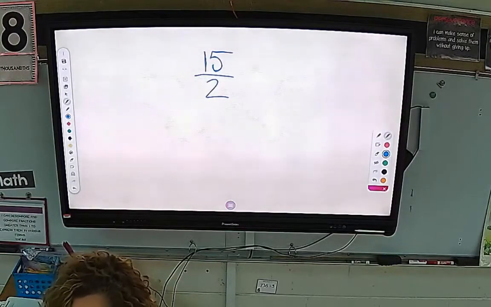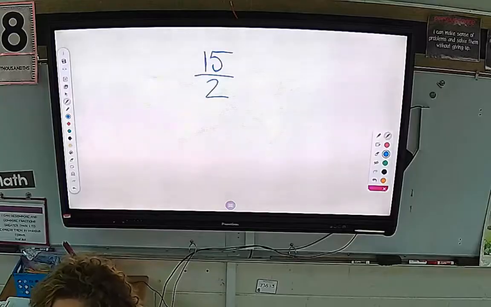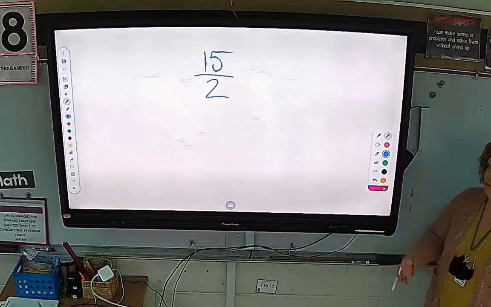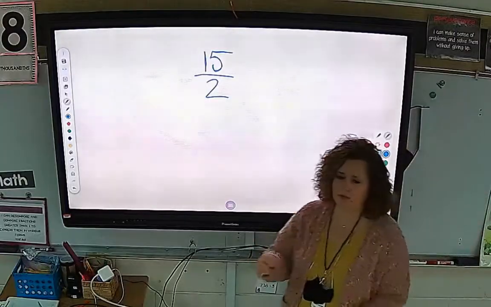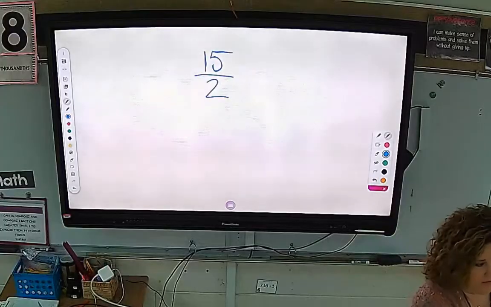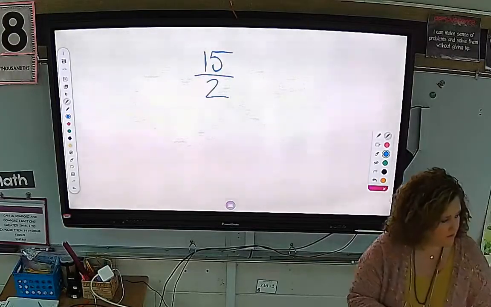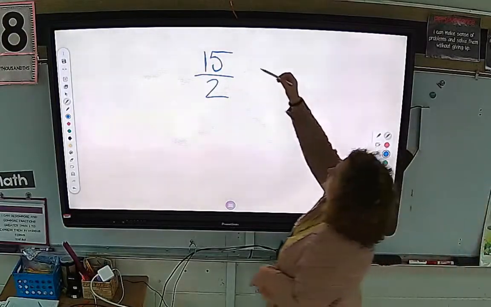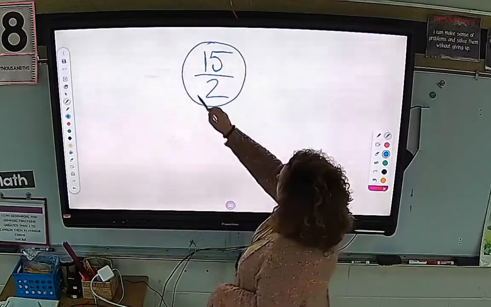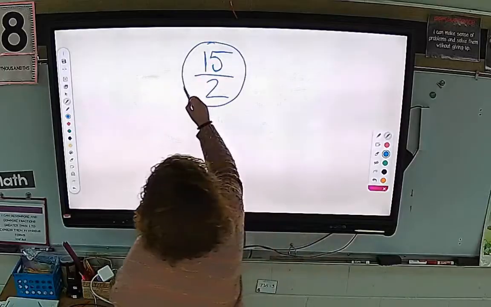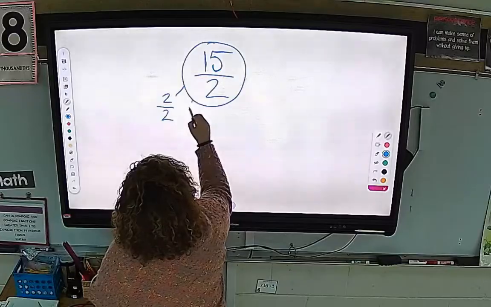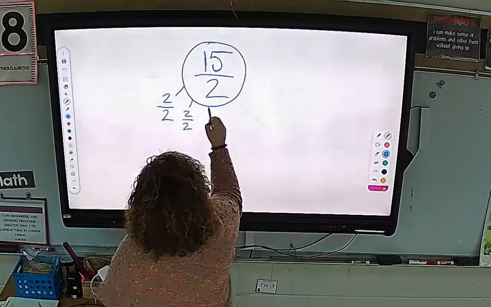Okay, and actually when you're doing that, you're creating a number bond. He said, how many 2s can we get out of 15? We're going to do it as a number bond so that it helps us see how many whole numbers we have. Can you get 6? So we can get two twos seven times. So we're going to show that. All right, so let's do that.